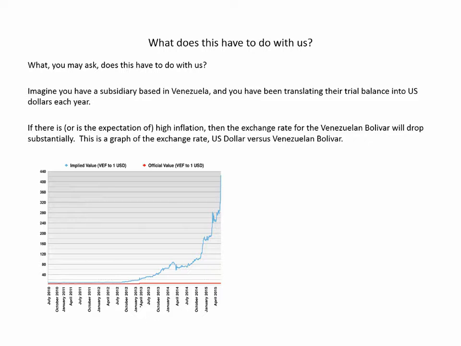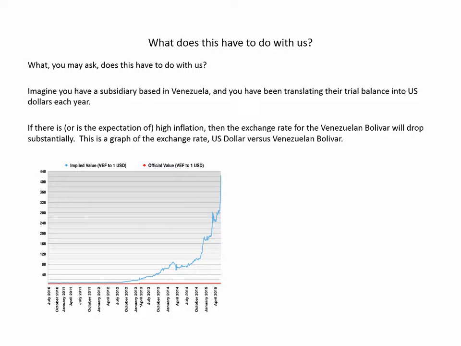Now, this is a graph of the exchange rate, US dollar versus Venezuelan bolivar, over the past 5 years or so. The red line down at the bottom, which almost looks like the x-axis of the graph, that's the official exchange rate. The blue line that rises is the black market rate, the implied rate for the currency. And that's usually the case in most command economies. If they don't like the way the exchange rate is behaving, they simply decree that the exchange rate is thus, basically trying to trump the laws of economics.